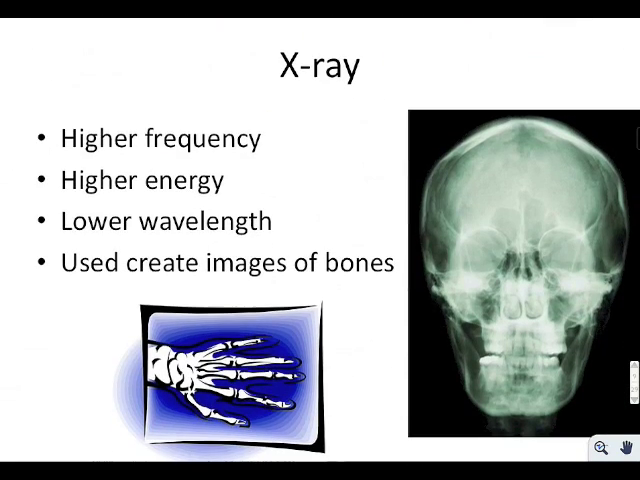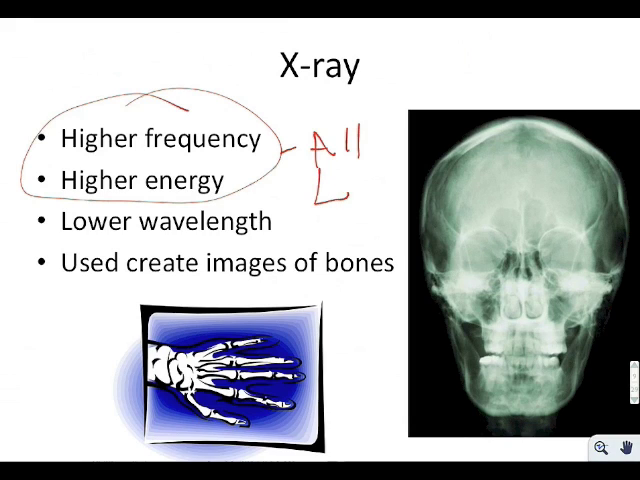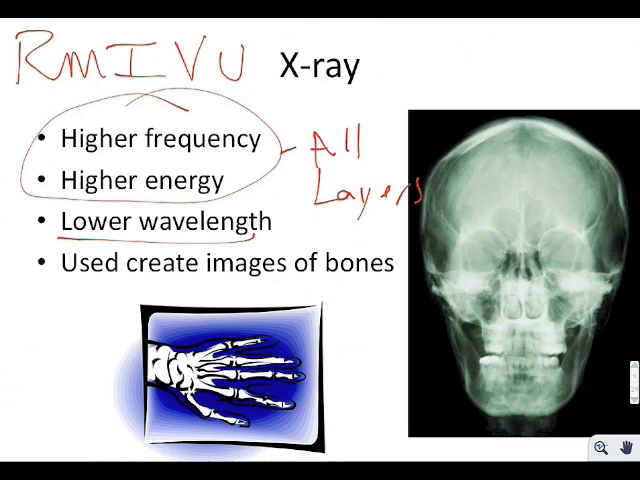Next, we have X-rays. X-rays are even higher in frequency and energy. We're starting to talk about the first things that actually penetrate all layers of skin. So it goes through all layers of skin. It has really, really high energy and really, really low wavelength. Once again, if we look at our pattern, radio, micro, infrared, visible light, UV, and now we're at X-ray. So we're starting to get things that are really, really high in energy.